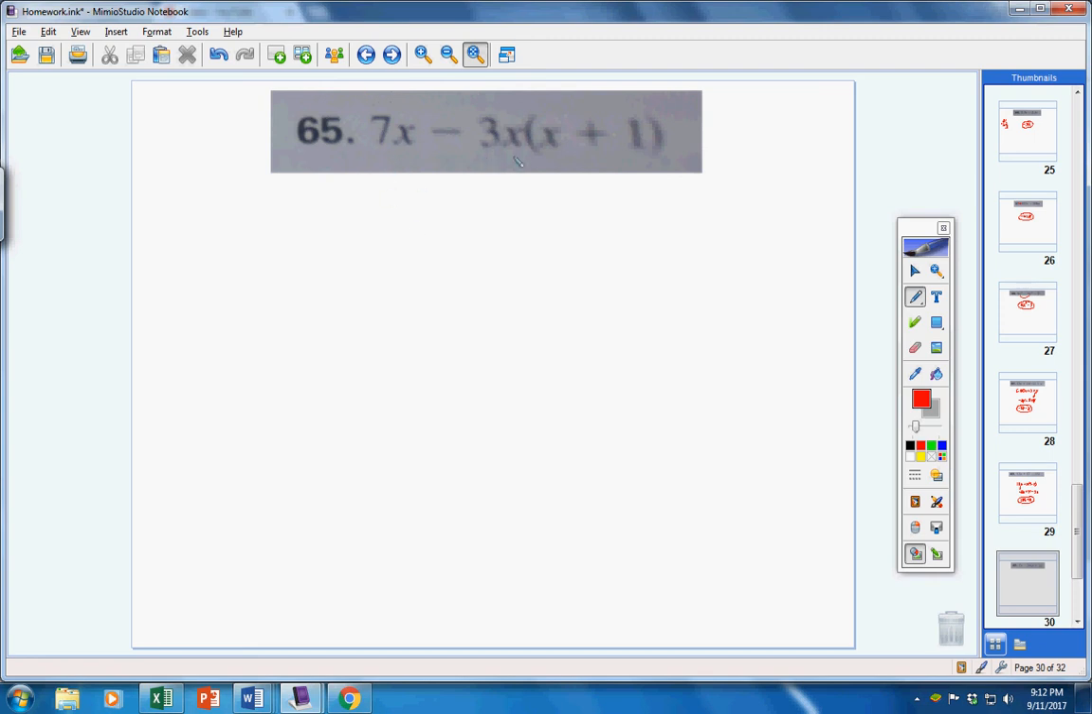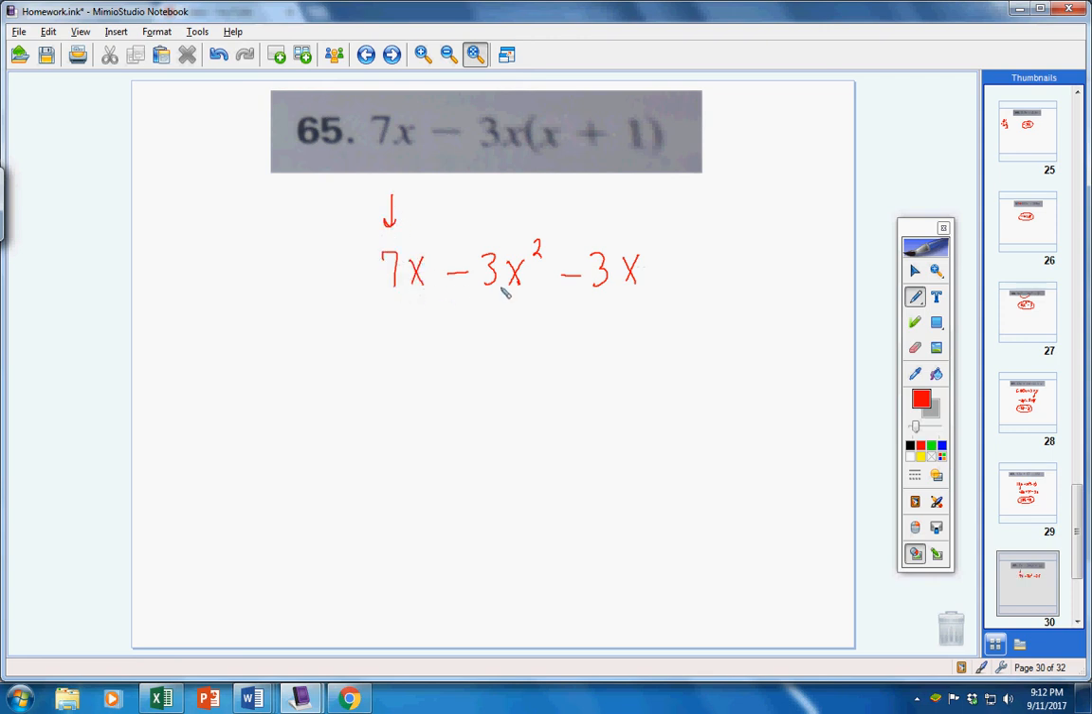Okay? I have a negative 3x that's being multiplied here. Let's do our multiplication first. A negative times a positive is negative. 3x times x is 3 times x times x, which would be 3x squared. A negative times a positive is a negative. 3x times 1 is 3x. Bring down your 7x.